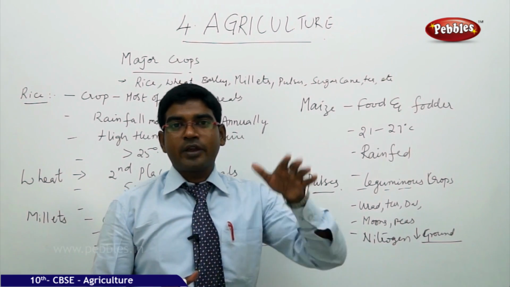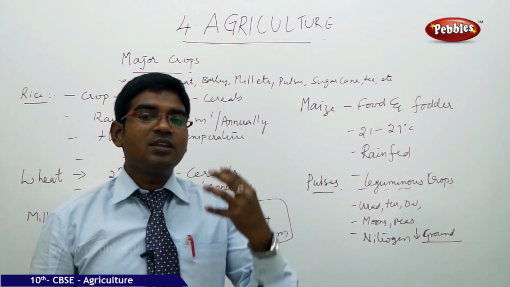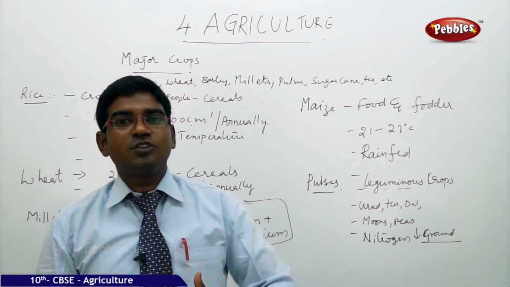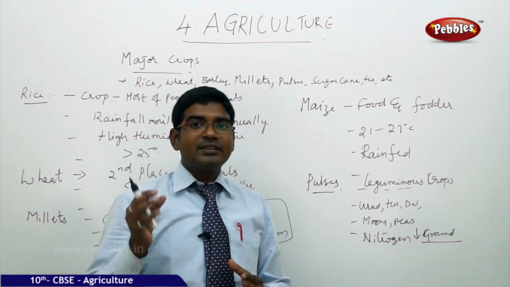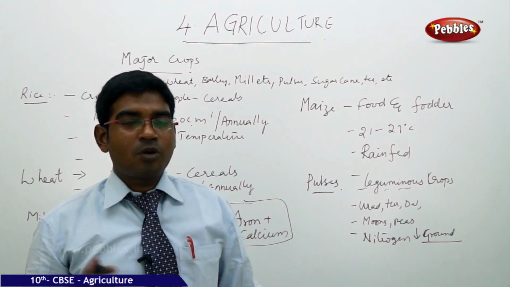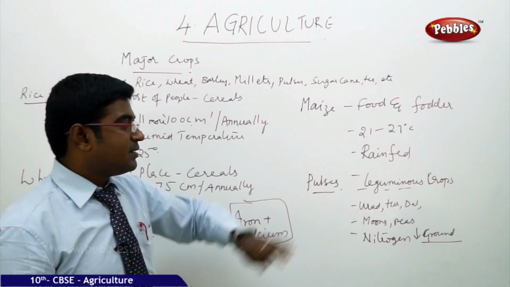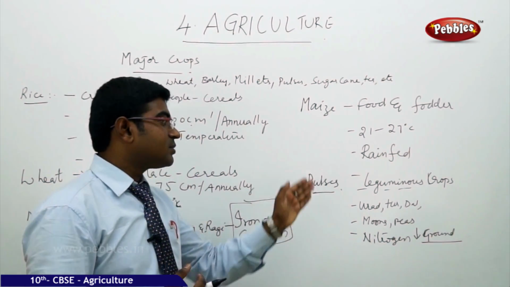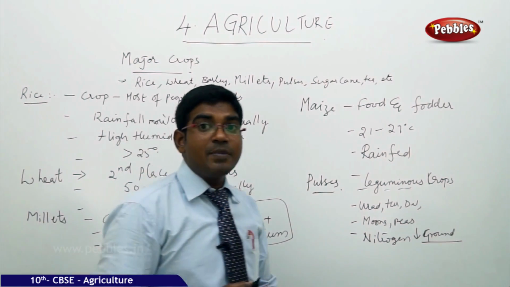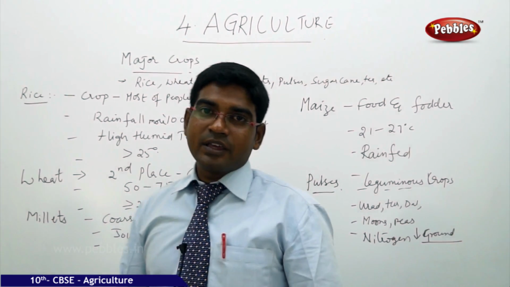So pulses are occasionally put in the crops to increase the fertility of the land, which will boost the capacity to bring output from the land. That is the reason why pulses are most often widely used in our country. And that is the reason why it is also known as leguminous crop. These are the major crops in regards to the food items we have in India.